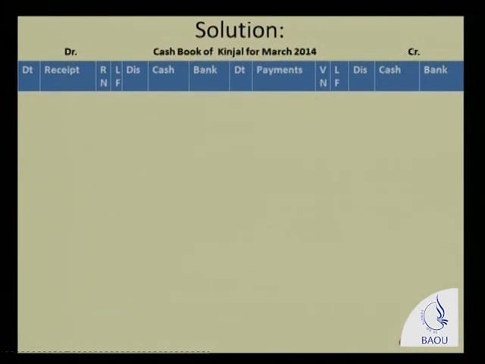Let's move to the first transaction. Here the first transaction is opening cash balance of rupees 70,700 and opening bank overdraft of rupees 2,800. As I already mentioned in the previous part, cash is always a debit balance, but bank can be a debit as well as a credit balance. So if you have a debit balance, that is bank balance, and if you have a credit balance, that is your bank overdraft. In this question we have a bank overdraft.